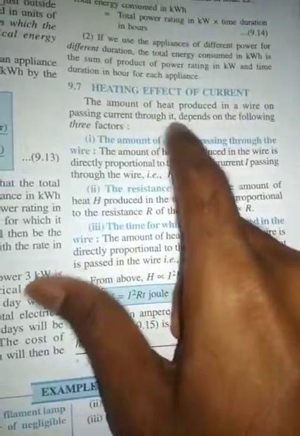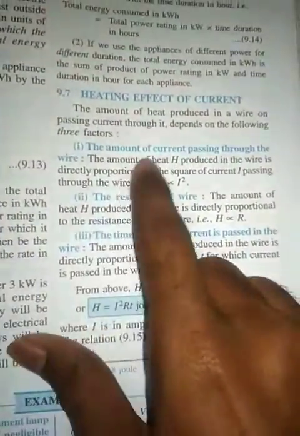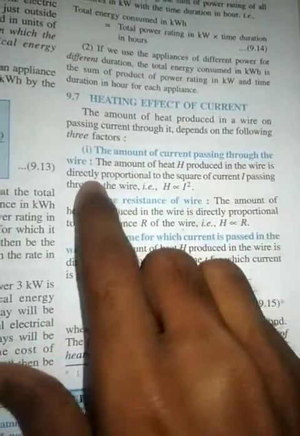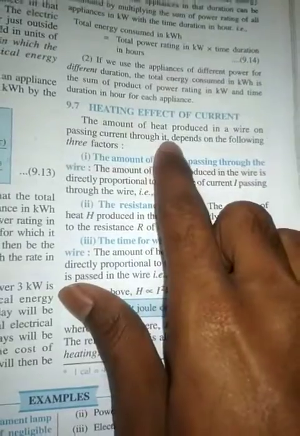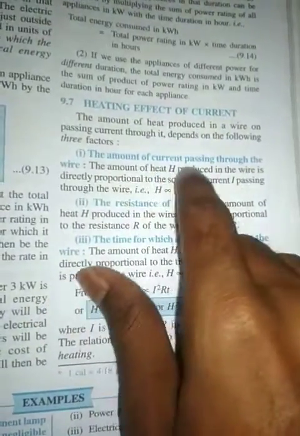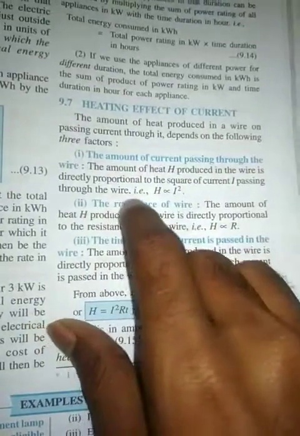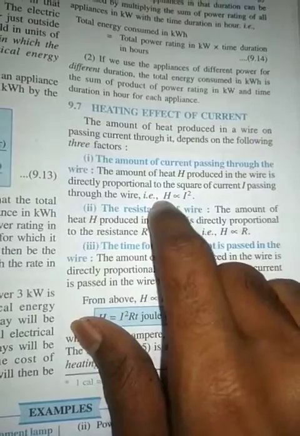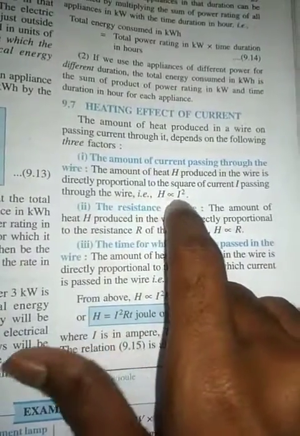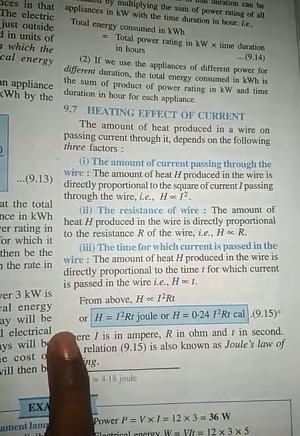Now what is the heating effect of current? There are three factors on which the heating effect of current depends. First, the amount of current passing through the wire. If the current is increased, the heat will be increased. If the current is decreased, the heat will be decreased, and it is directly proportional to the square of the current. That means H is directly proportional to I square.